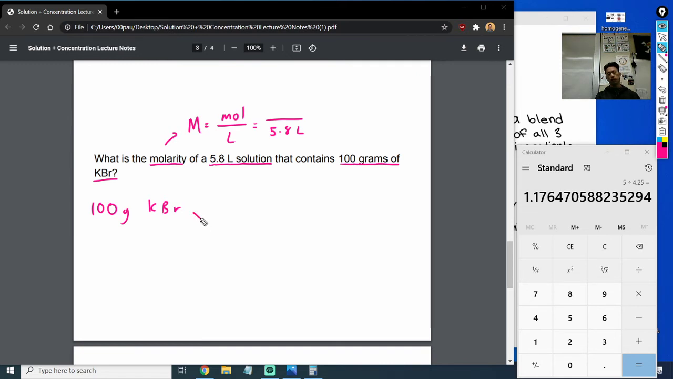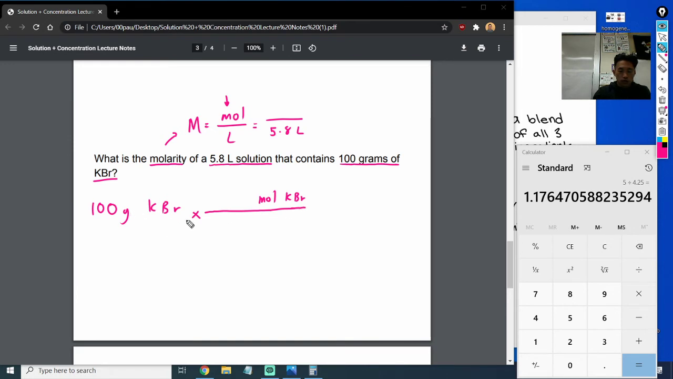Now, if you guys remember, the best way to do that is to set up a fraction. Everybody loves dimensional analysis, right? So I have grams of KBr. I don't want it. I need to turn that into moles. That way I can put it on the top of this fraction right here. So I want moles of KBr.